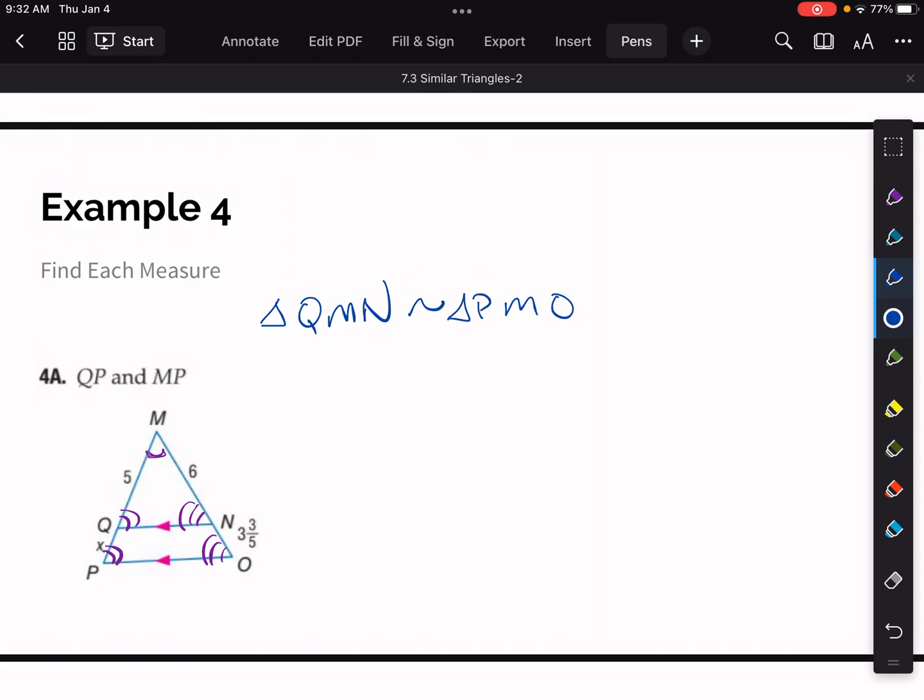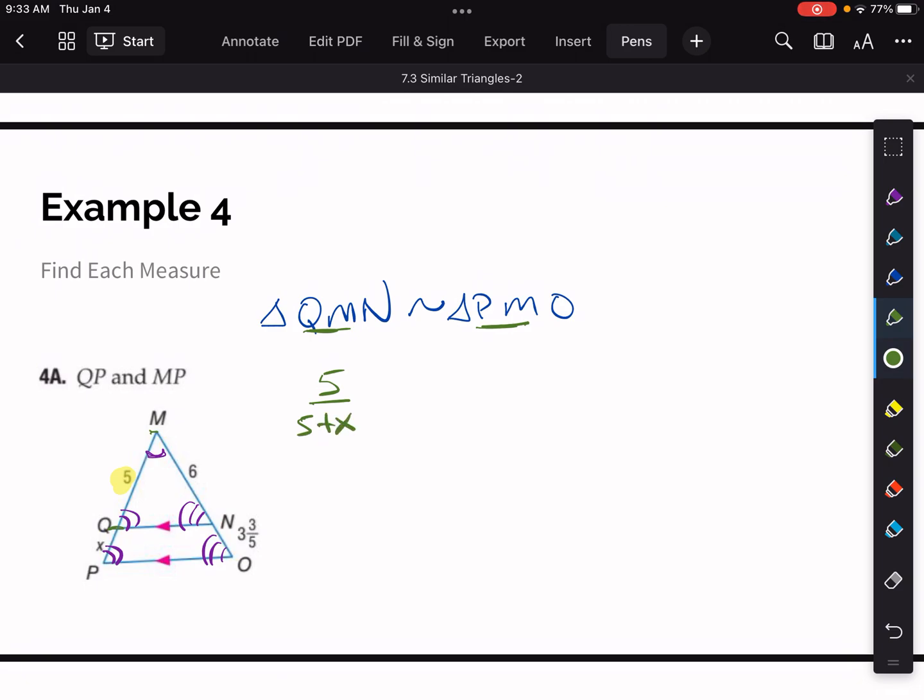I like to just have that so that I know. Now I can set the proportions up. We know that QM, this side length here with the value of 5, is just from Q to M. It doesn't include the Q to P part. So the MQ part is 5 on the small triangle. We're going to put that over the big part of the triangle, which would be the PM part. So PM is going to be 5 plus X.